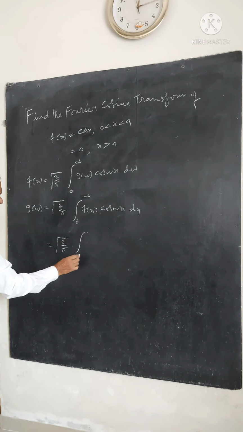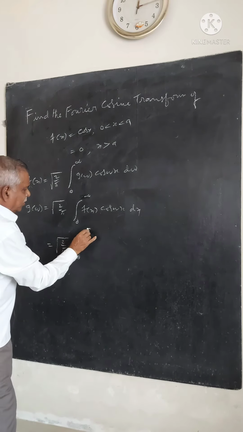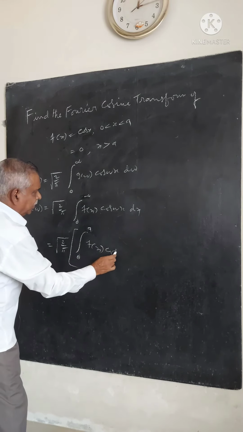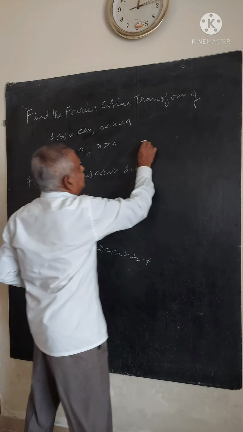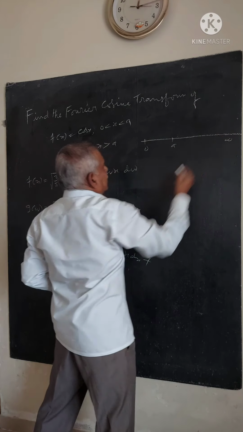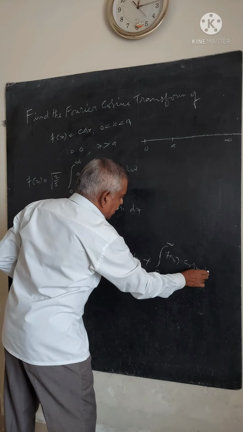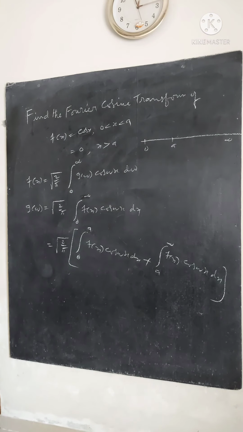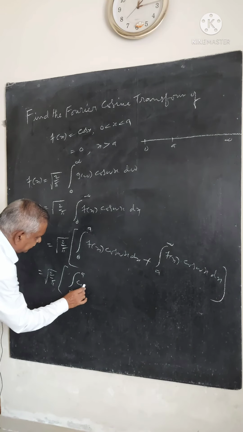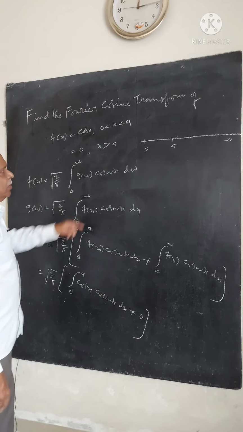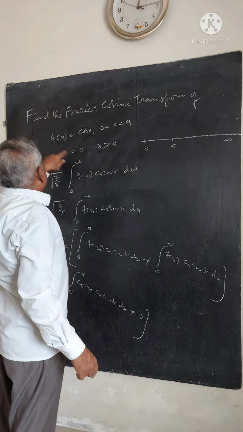Separating the integral into two parts: root of 2 by pi, integral 0 to a of f of x cos omega x dx, plus, in the second part, integral a to infinity of f of x cos omega x dx. f of x is cos x for 0 to a, and for x greater than a, it is 0.